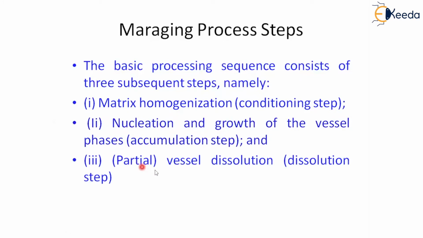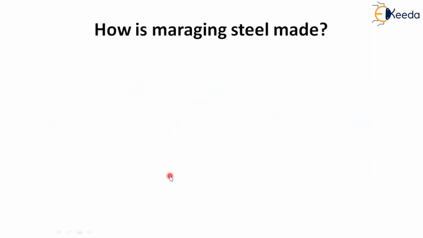And the third step is the precipitate dissolution. It is also represented as a dissolution step, or a partial precipitate dissolution. After the nucleation and growth of the precipitate phases, this is called a dissolution step. So these are the three steps that we are following in the maraging process.